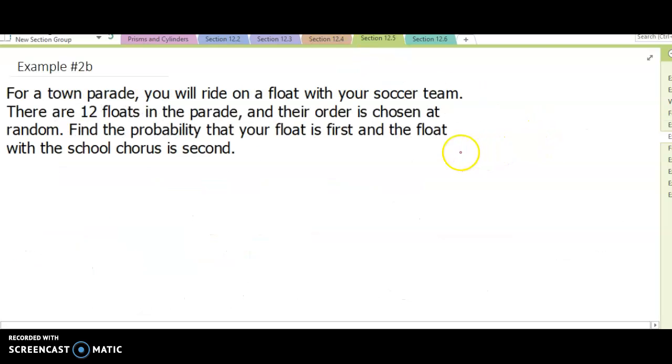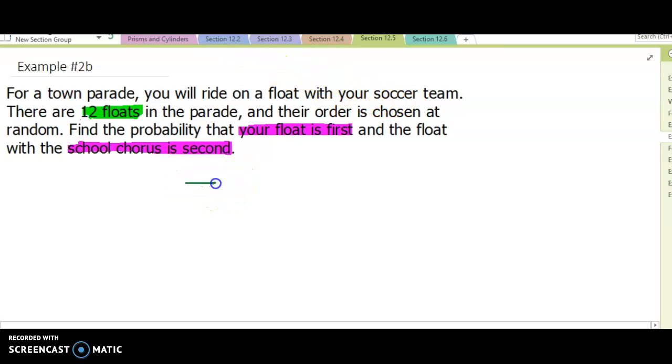All right, so let's look at example 2b. It says, for a town parade, you will ride a float with your soccer team. There are 12 floats total in the parade, and their order is chosen at random. Find the probability that your float is first and the float with the school chorus is second. So we don't care about the rest of the order. We just want us to be first and the school chorus to be second.